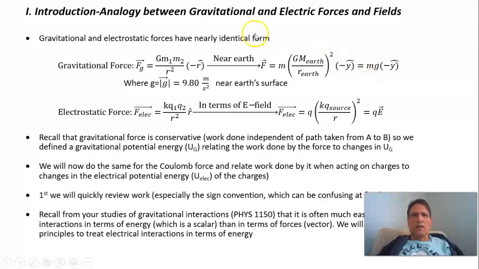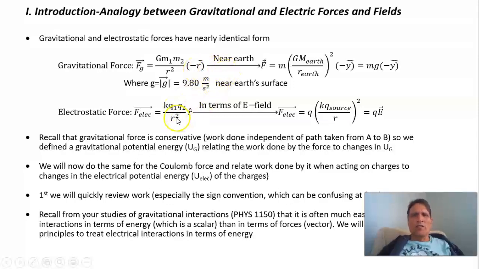Okay, now if you look at the equation here between the gravitational force and the Coulomb force, the electrostatic force, the equations are nearly identical, right? Instead of mass, we have charge. We have a different constant. It goes as 1 over r squared, and it's along the radial direction. Now one difference is that the electrostatic force can be attractive or repulsive depending on the signs of the charges, whereas gravitational is always attractive.